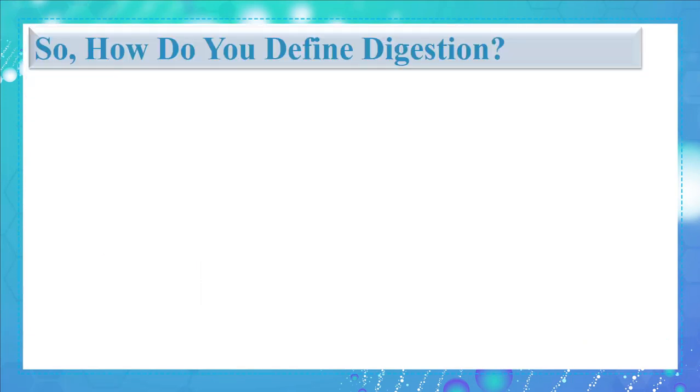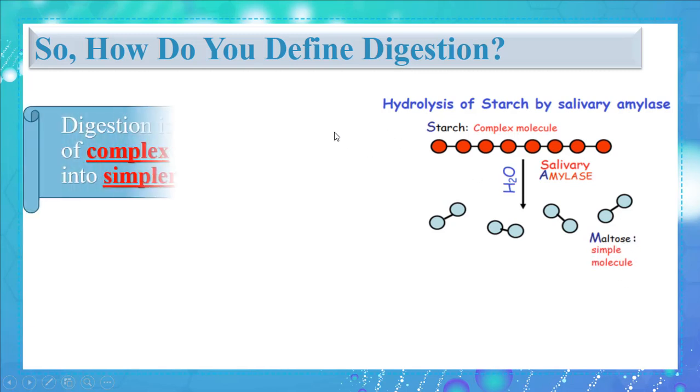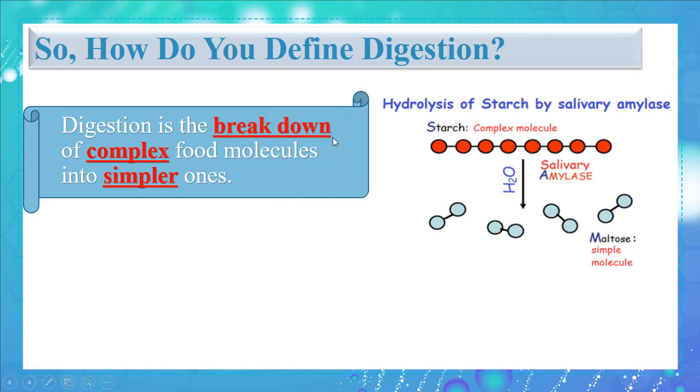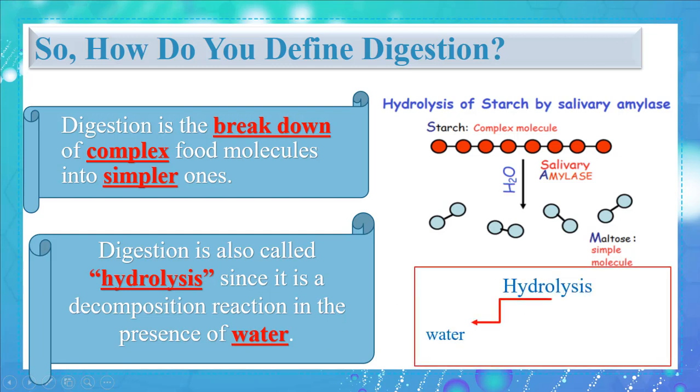So, how do you define digestion? Well, starch is a complex molecule. Under the action of salivary amylase, it transformed into a simpler molecule. In fact, this is the concept of digestion. So, digestion is the breakdown of complex food molecules into simpler ones. Digestion is also called hydrolysis, since it is a decomposition reaction in the presence of water. Hydro means water and lysis means decomposition.